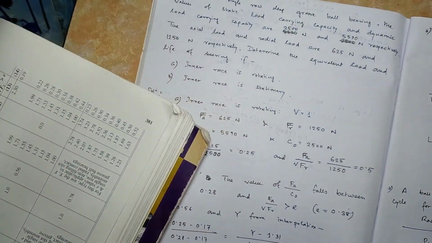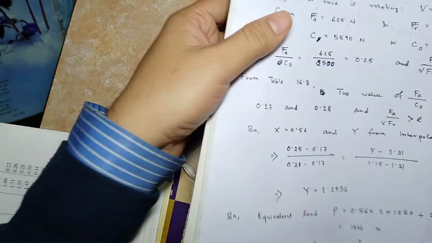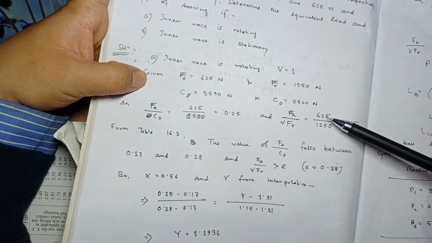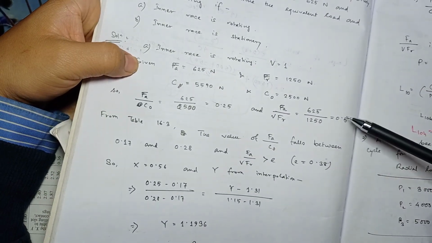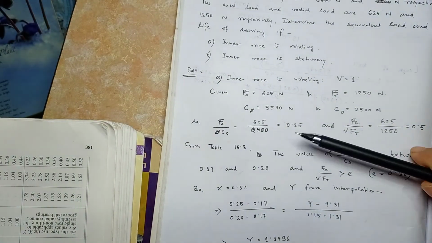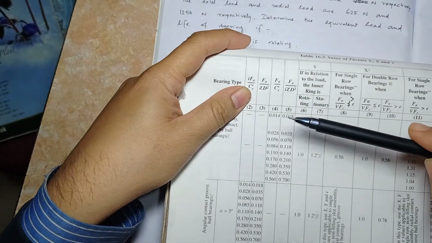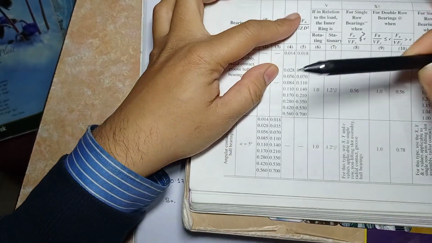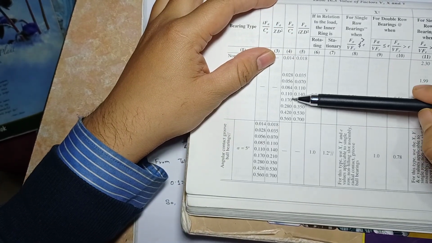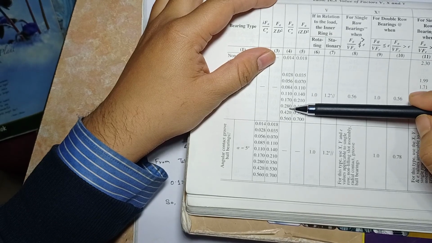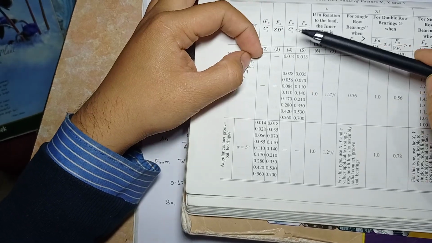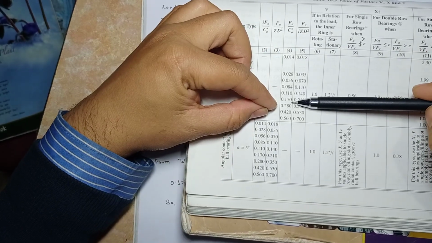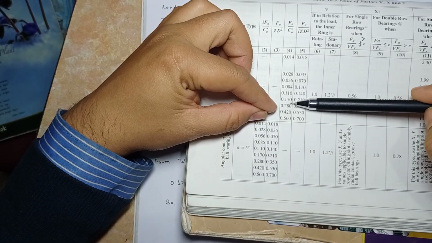Okay, now look at this problem. For this problem, Fa by C naught is 0.25 and Fa by VFr is 625 by 1205, that is 0.5. Now Fa by C naught is 0.25, so we'll find 0.25. It is not available, but we have 0.17 and 0.28, so 0.25 lies between these two. Fa by C naught is this column, so you have to interpolate between these two.